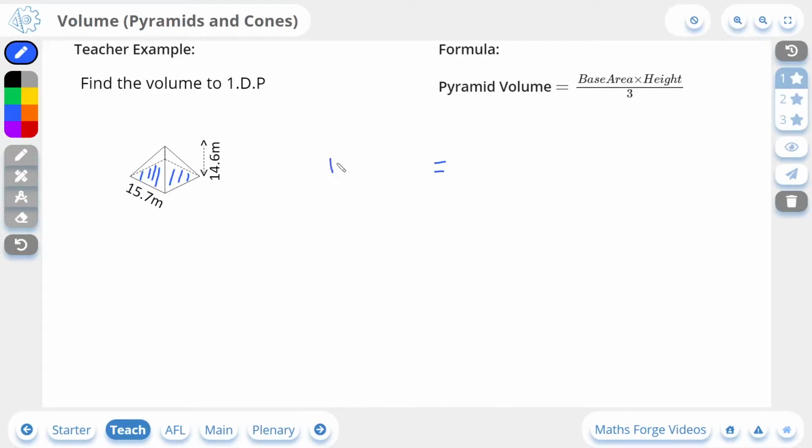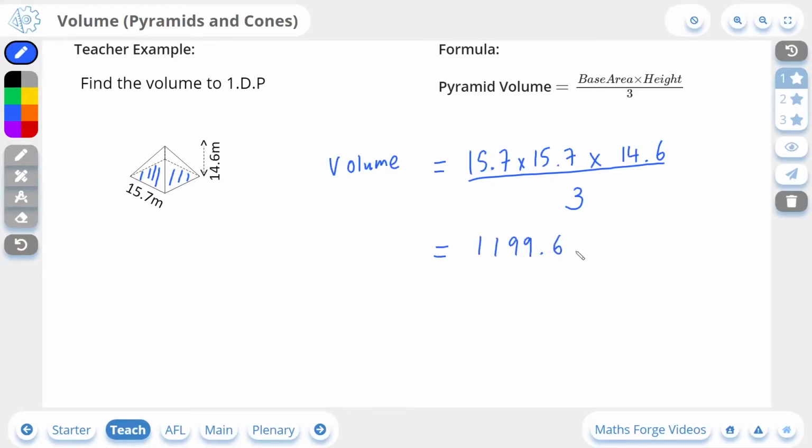So for the volume, we're going to have the area of the base. This is just a square, so I'm going to do 15.7 times 15.7, and this gives us the area of the base. Then we're going to multiply this by the height of this pyramid, which in this case is 14.6. And then we're going to divide everything by 3. Putting this into our calculators, we get the following: 1199.6 to one decimal place.